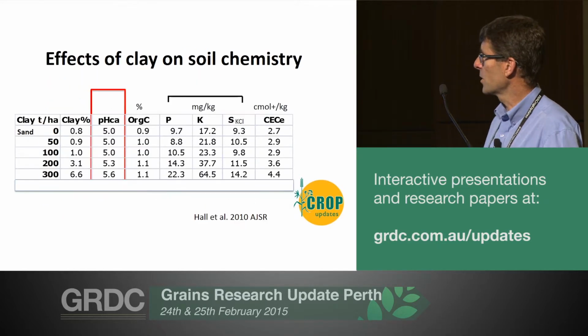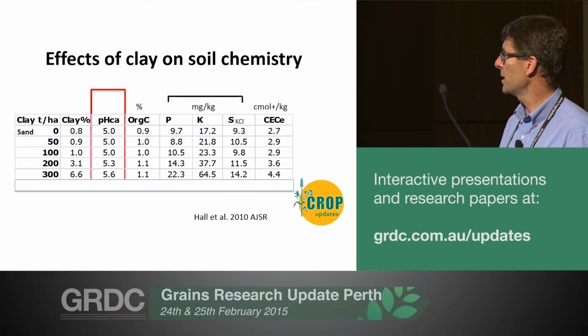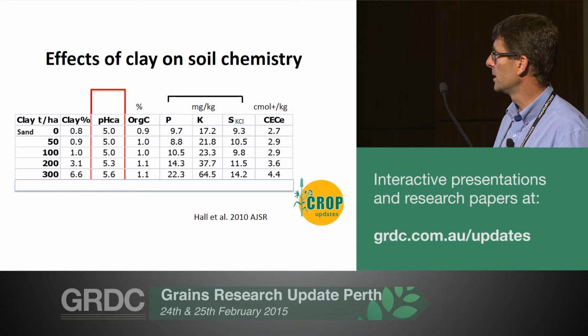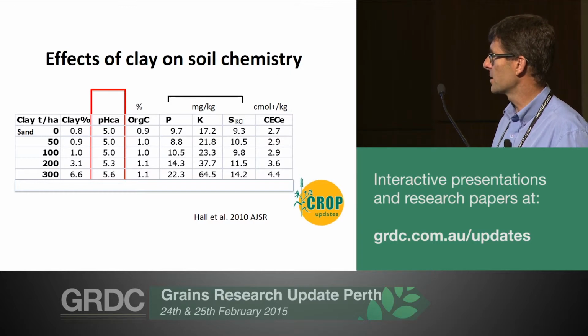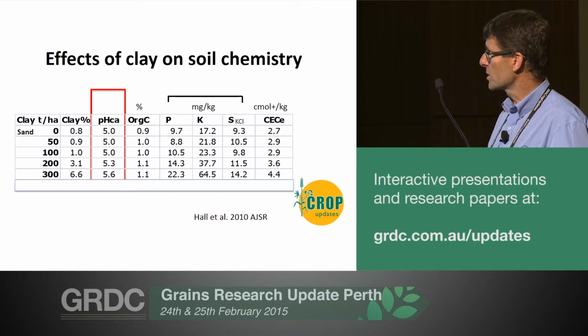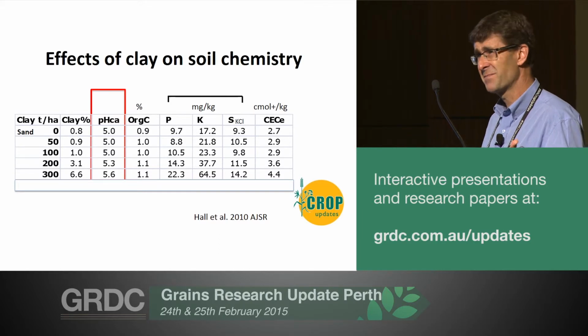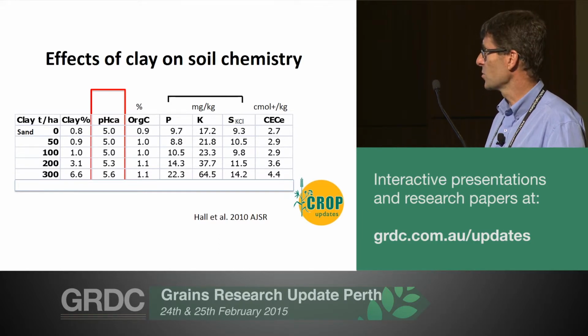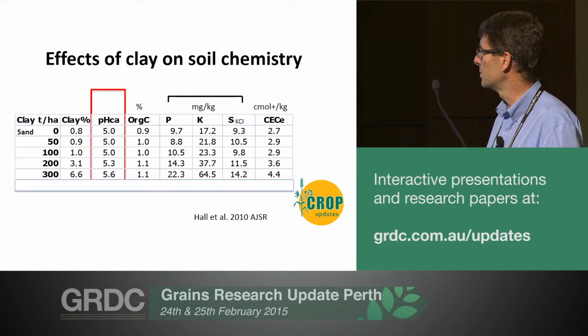So we've got our clay rates going from 0 to 300 tonnes per hectare, clay percentage from 0.8 to 6.6%. What we found was that there was a significant increase in the pH, probably by only about half a unit, but we're still seeing that the clay, which has a pH of about 6 to 7, is sufficient to bring up the surface pH of the soil by about half a unit.